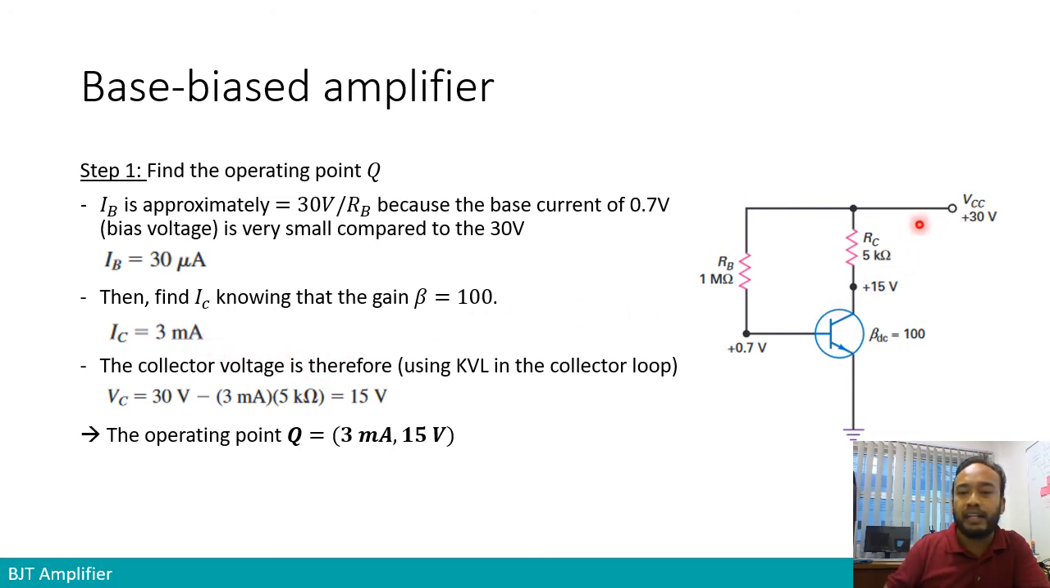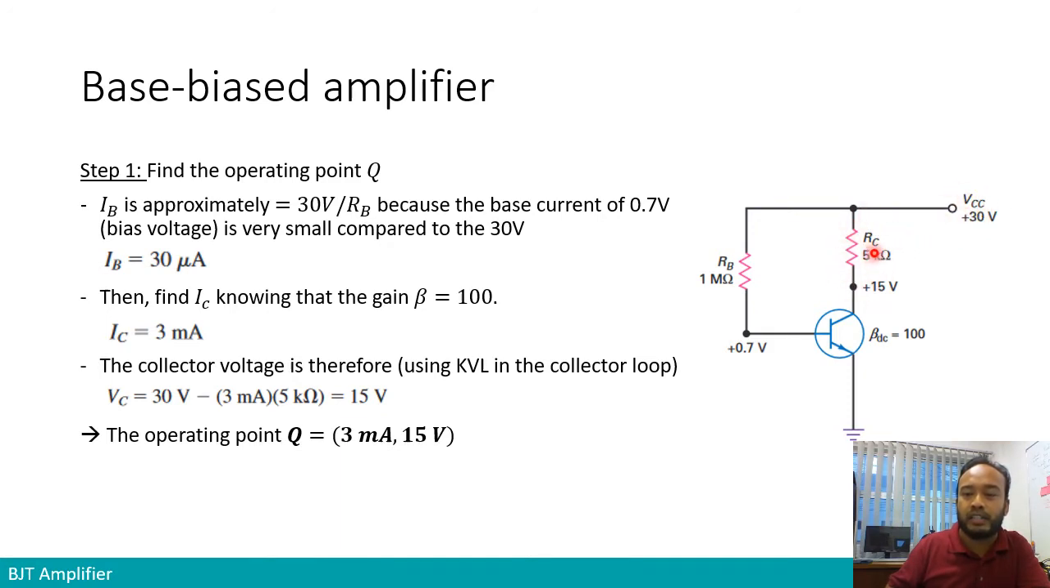And therefore, we can calculate the collector voltage. So we have the collector current IC, and now the collector voltage, VCE. What is VCE? We have to calculate VC first. VC minus VE, but we know that VE is zero. So VCE equals VC. What is VC? VC is calculated by looking at the collector loop. In the collector loop, VC equals VCC minus the voltage across RC.